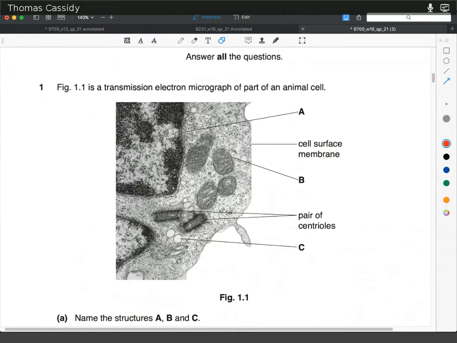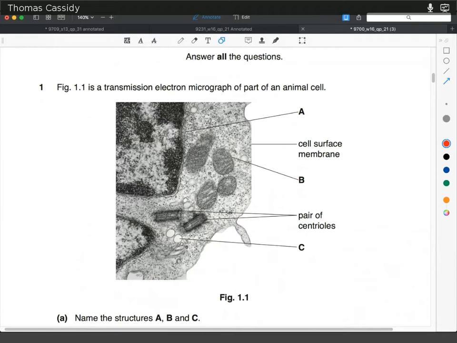Given that this is in an AS paper, we can expect that they'll be asking us to point out things that we know about and that we've learned about. Another thing to mention, they do give us a few pointers to get our grasp. It tells us that this here is the cell surface membrane. So we know that this is the edge of the cell, which helps us get our bearings.